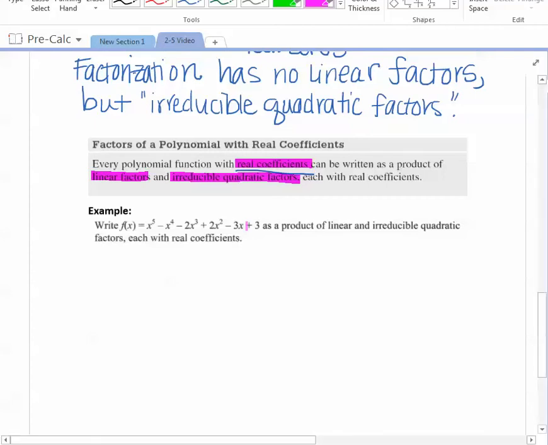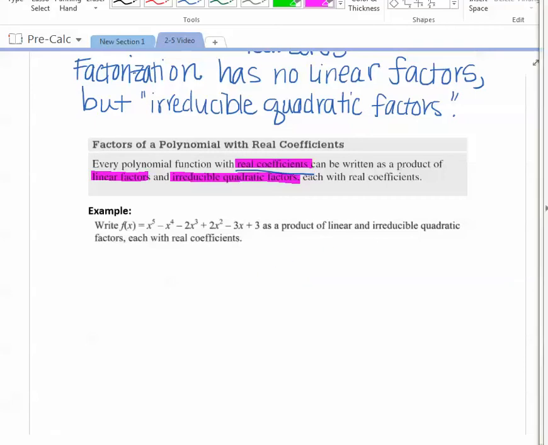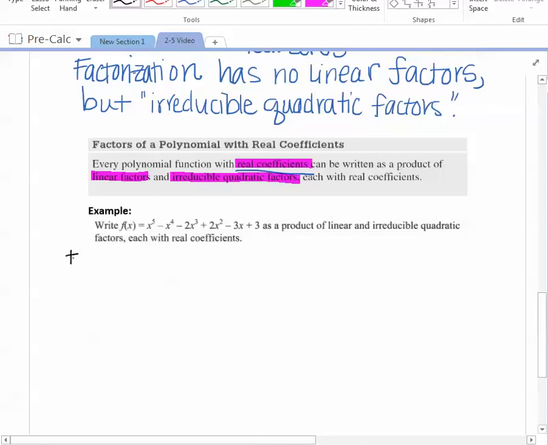So we're going to do this example. We're going to write x to the fifth minus x to the fourth, that big function there, as a product of linear and irreducible quadratic factors, each with real coefficients. To get the zeros to begin with, we can use the rational zeros theorem, or the rational roots theorem, either one, using the factors of 3 and the factors of 1. The factors of 3 are 1 and 3, so you're going to have plus or minus 1 and plus or minus 3. The leading coefficient is 1, so you just divide those by 1. That's 4 possible rational zeros. That's a tiny list, so that is an easy one to start with.